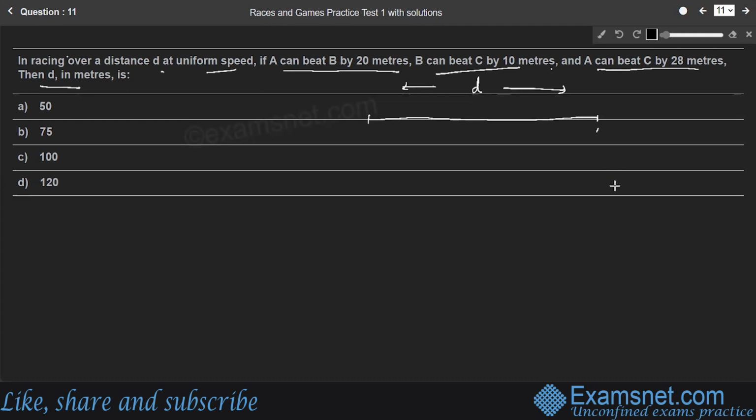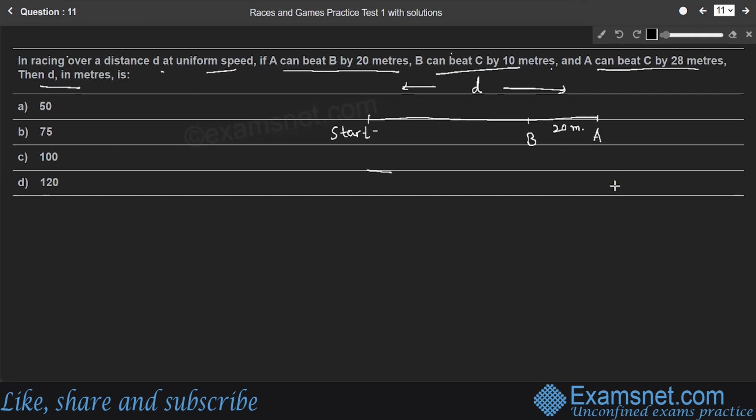That means if A reaches the destination, this will be the starting point and the second end is the destination. If A reaches the destination, the position of B will be here such that B to A distance is 20 meters. Therefore, A can beat B by 20 meters, whereas B can beat C by 10 meters.